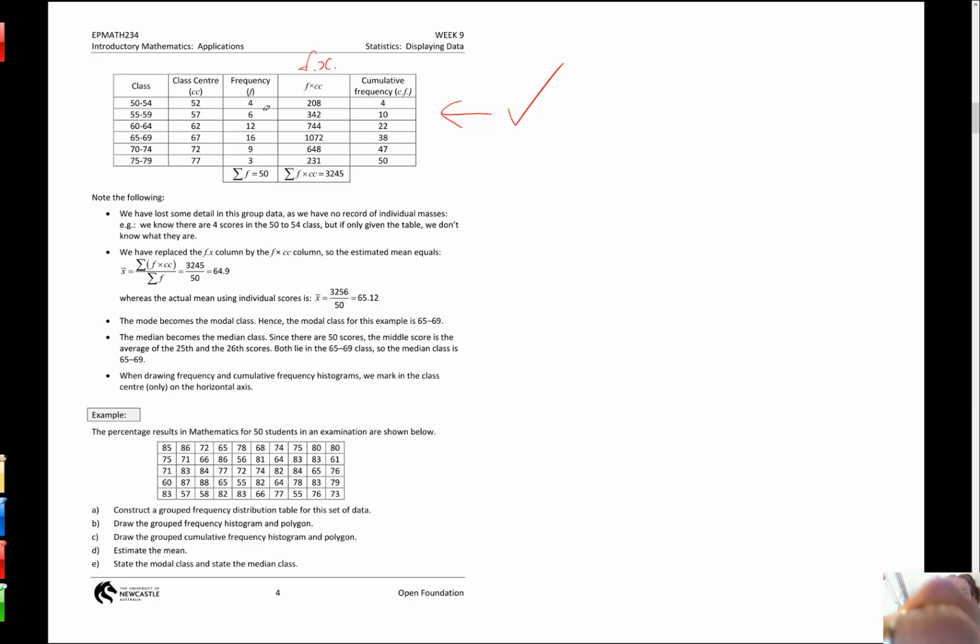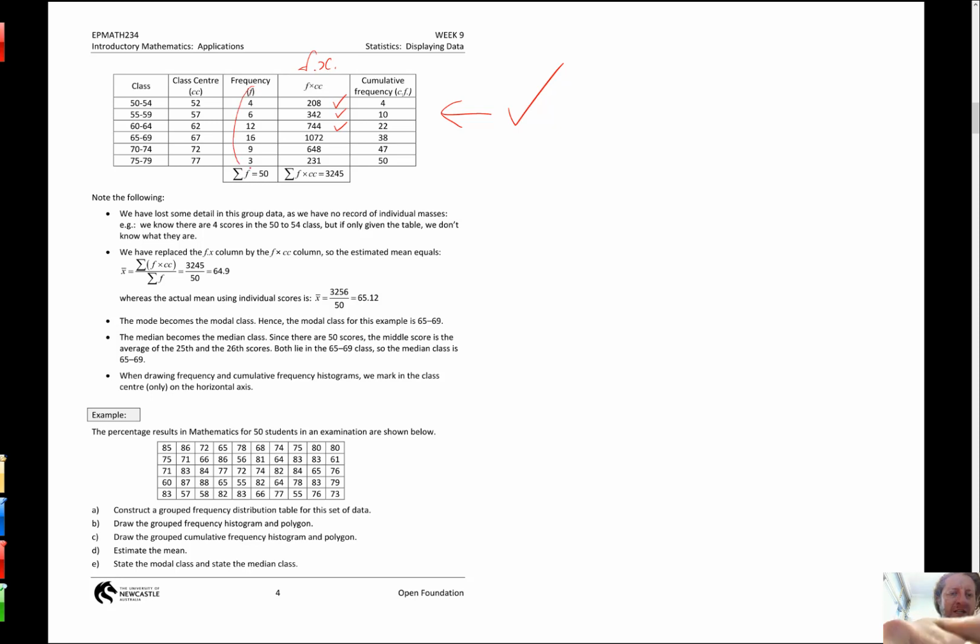So all I'm going to do is, instead of f times x, I'm going to do f times cc. So I'm going to assume I've got 4 scores at about 52, that's 208. 6 scores of about 57 is this, 12 scores of 62. So it's still the same as last week, it's just I don't actually have the score, so I have to do an f times class center column. As for the cumulative frequency column, that's as good as normal.